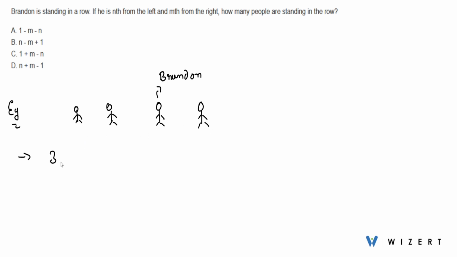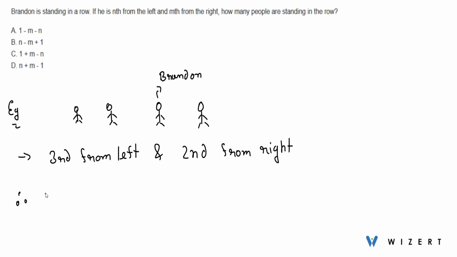So in this case, third from left and second from right. Now in this case, third from left is synonymous to nth from left, that is n is synonymous to 3, and second from right, that is mth from right, so m is synonymous to 2. And you can clearly see that the total number of persons standing in the row is 4.